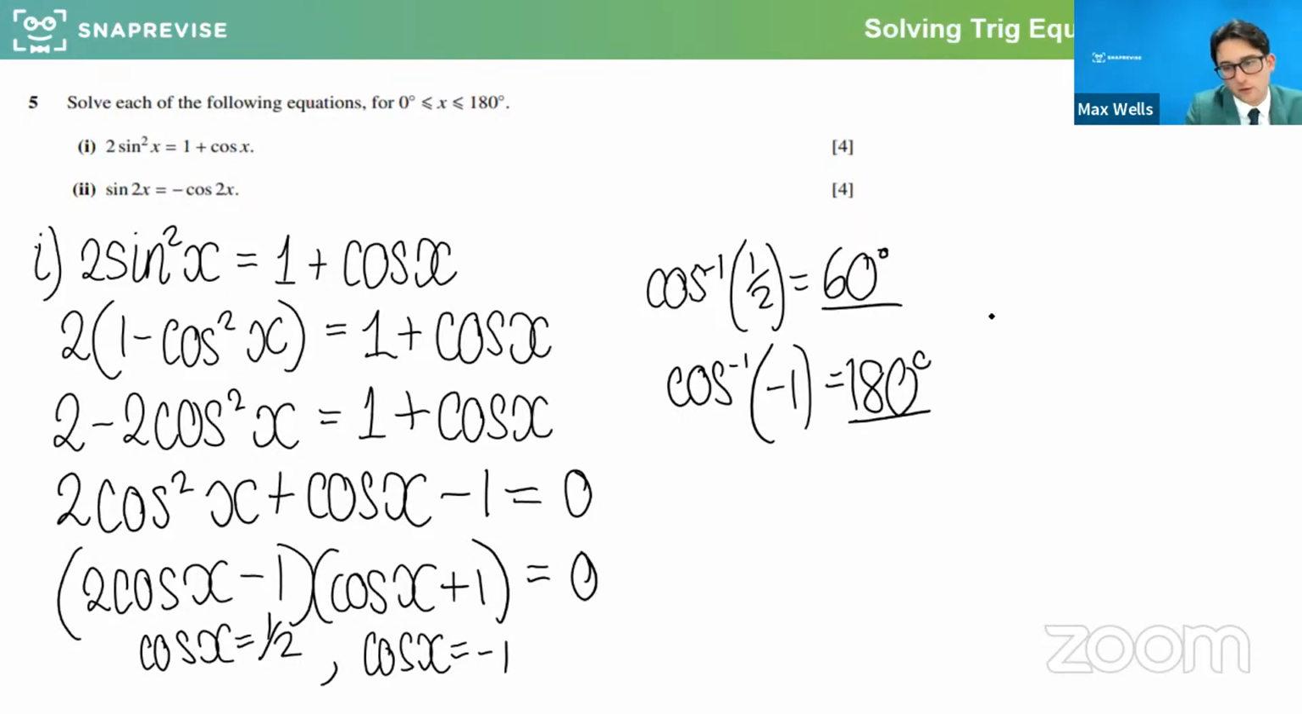And they're actually your only solutions because we're only looking up to 180 degrees. So we get both of those. And you could put them back in the original to check. Okay, is that okay, guys? Does that make sense? So there are solutions there.